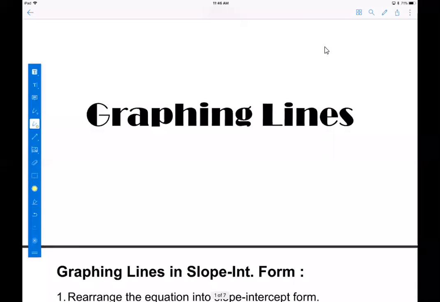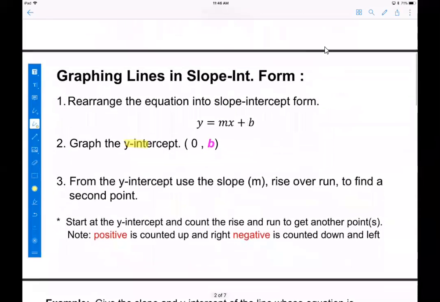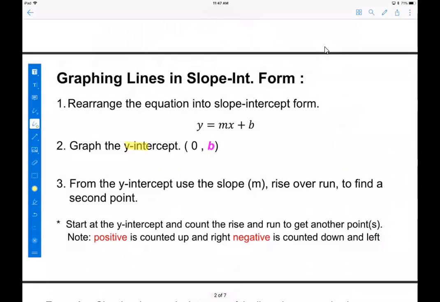Right, today we're going to graph lines. We're going to graph lines in slope-intercept form. Slope-intercept form is y equals mx plus b, where m is the slope and b is the y-intercept.